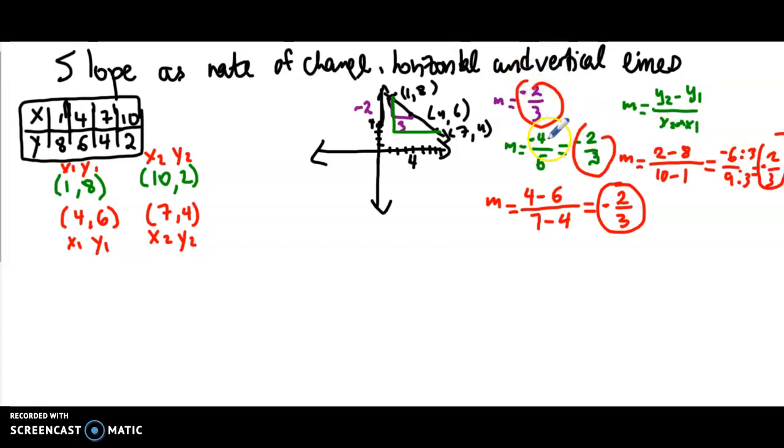So no matter how you calculate the slope or what method you choose, if you do it correctly, you should be getting the same answer, negative 2/3. Now, I want to talk to you a bit about slope and its cases when we're talking about lines. So I'm going to put here slope and line connection maybe.